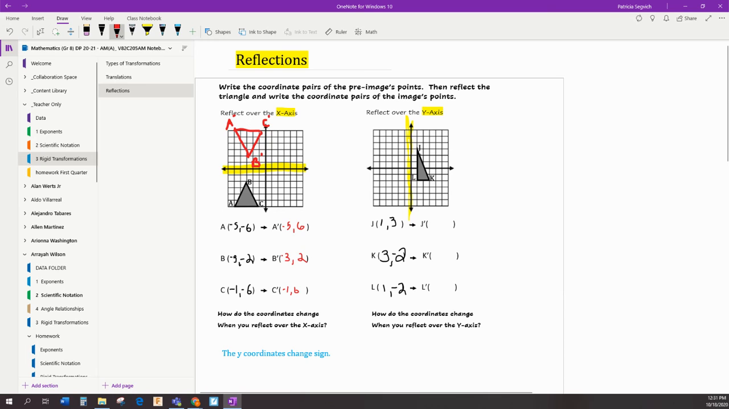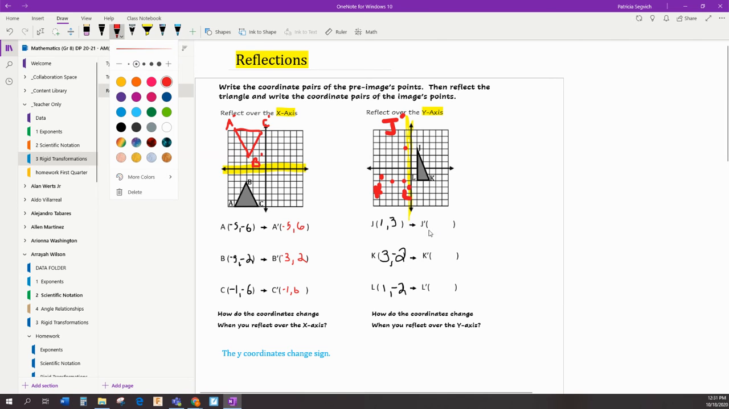So J, which is here, is 1 away from our line of reflection, so J prime is going to be 1 away from our line of reflection, isn't it? It's going to be J prime. K is 1, 2, 3 from our line of reflection. So K prime is going to be 1, 2, 3 from our line of reflection. L is 1 away, so L prime is going to be 1 away. So now let's write these. Oh, let me connect these first.